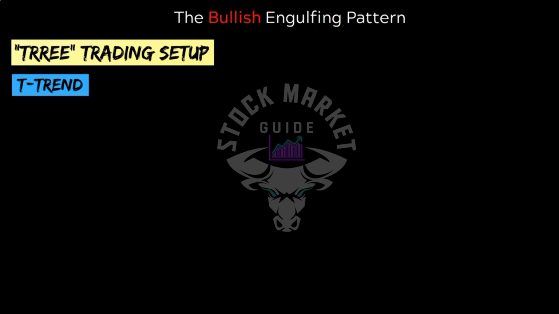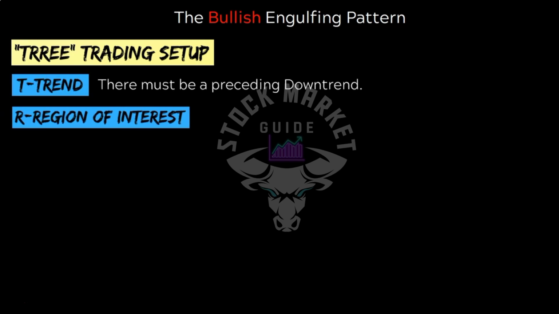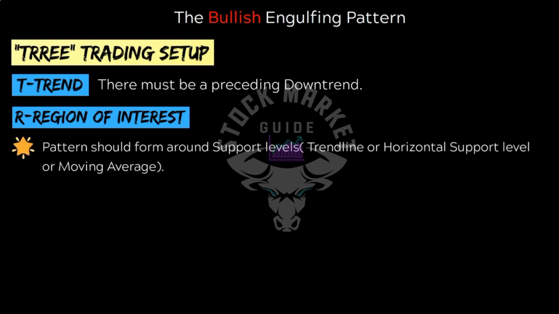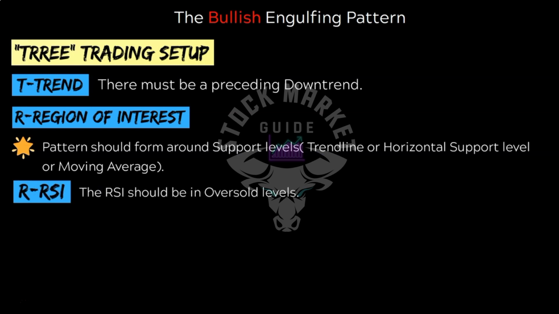Now the trend must be down in case of bullish engulfing pattern. Then second is region of interest. Now friends, since this is a bullish reversal pattern, it should ideally form around support levels. Now this can be a trend line or horizontal support level, a moving average or even Fibonacci levels. Then the RSI should be in oversold levels.